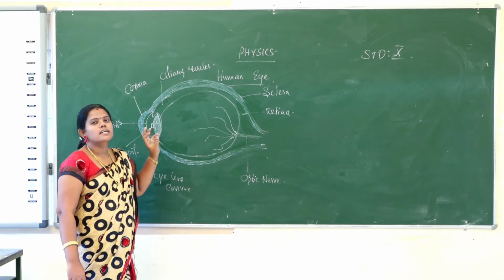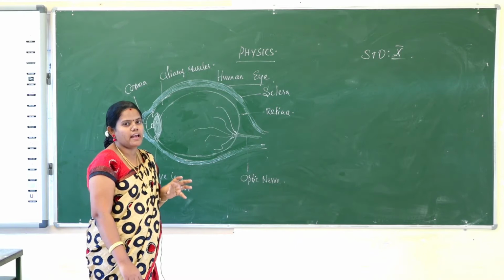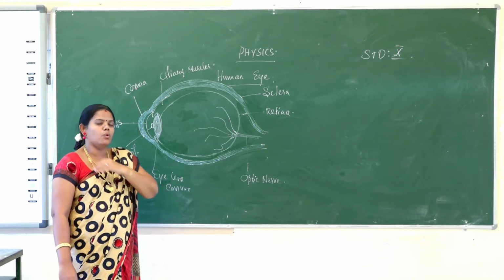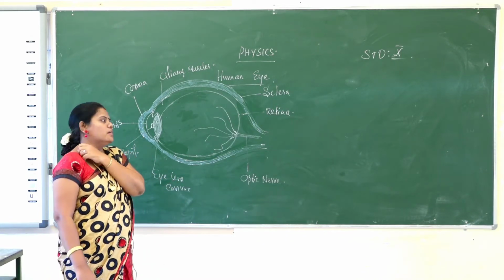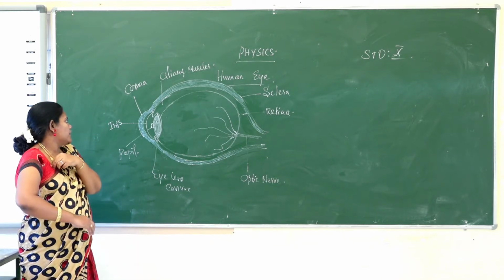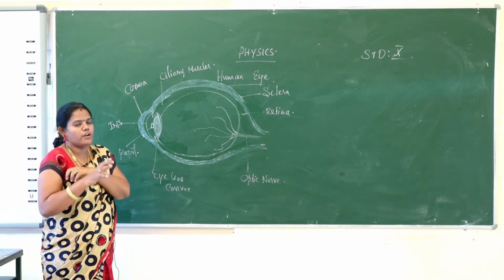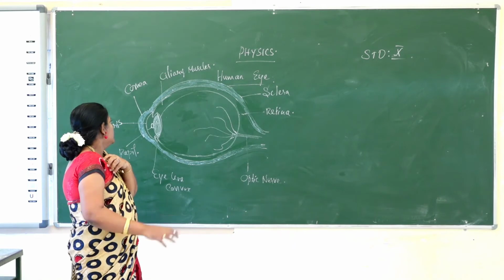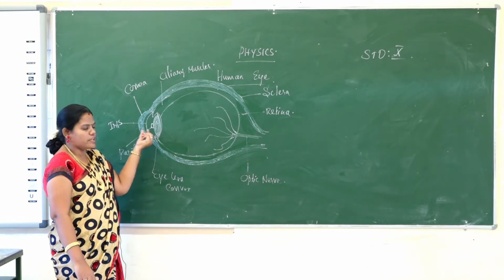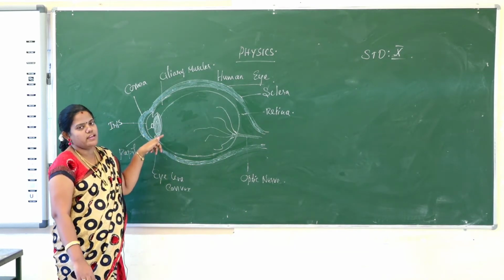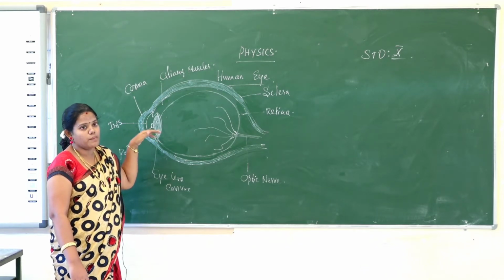Iris is the coloring part, having three colors: only blue, brown or green. The iris alters the amount of light entering the human eye. Checking how much light should enter is the work of the iris. Then the pupil is the center part of the eye, the way through which the light enters to the lens.